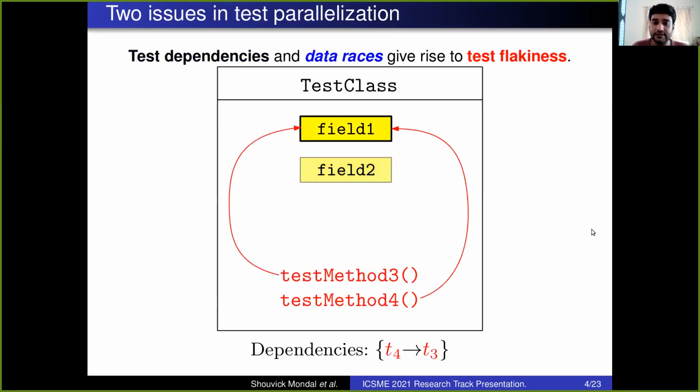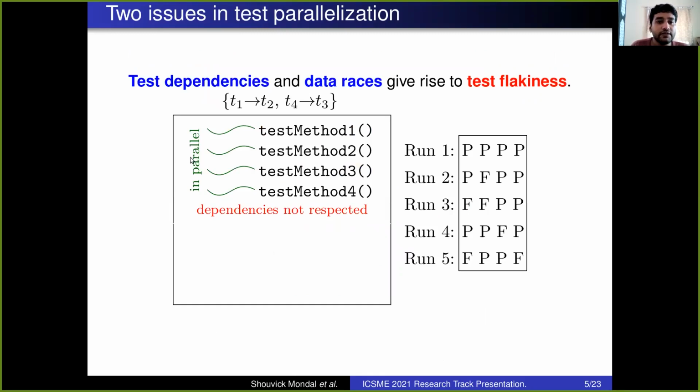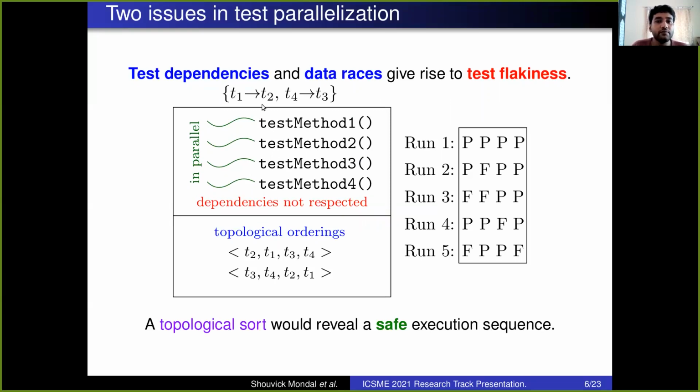The second is data race. Test method 3 and test method 4 write to field 1, and we intend that test method 3 is executed before test 4. So there is a dependency T4 arrow T3. If we execute these test methods in parallel without respecting the dependencies, at each run we see that the verdicts can be different. The remedy is to first perform a topological ordering based on the dependency graph of the test case dependencies. Two topological orderings for this case are T2, T1, T3, T4, or T3, T4, T2, T1 in that sequence. So a topological sort would help reveal a safe execution sequence that respects the dependencies.